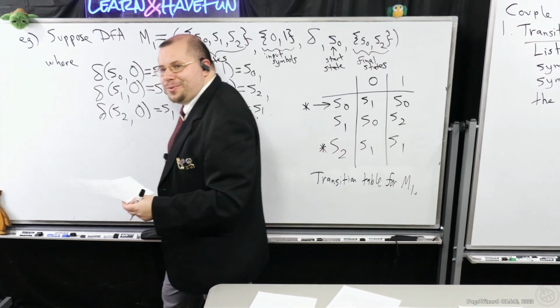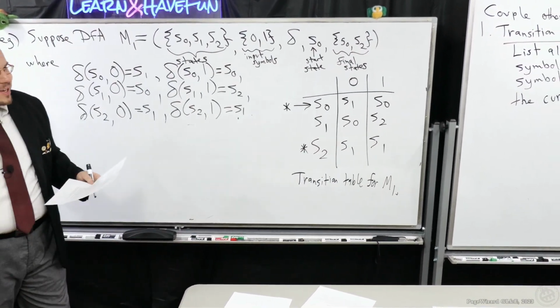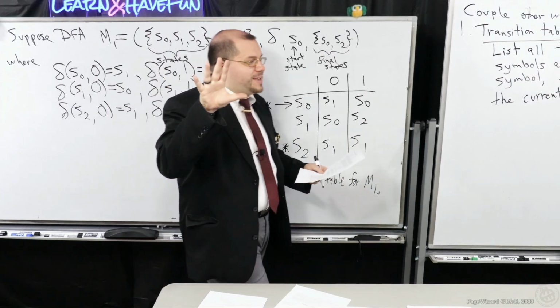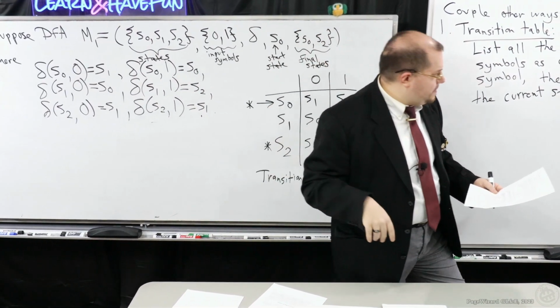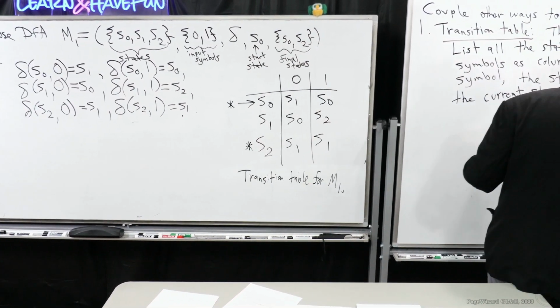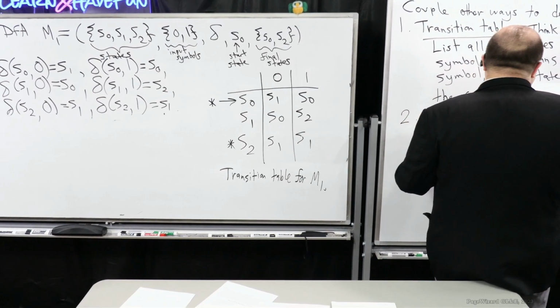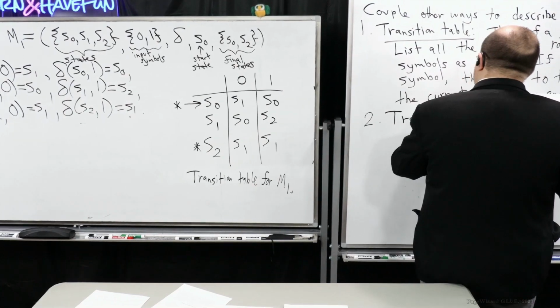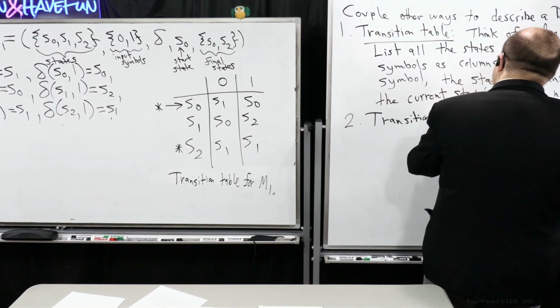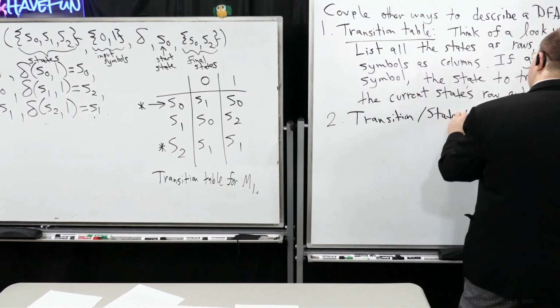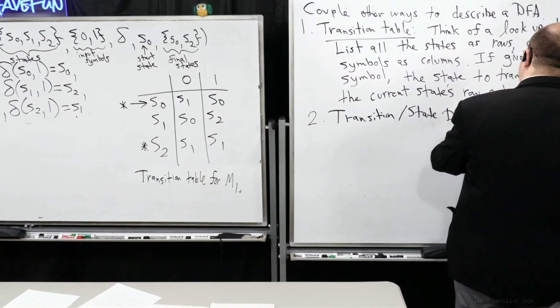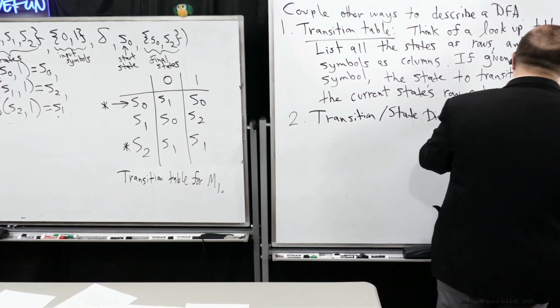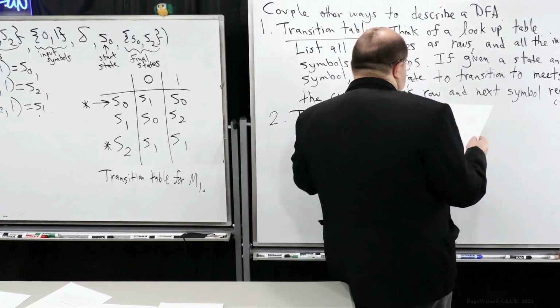Let's talk about the other very common way of representing these. And it will remind you a lot of the example I did with the toggle machine. So I had the machine that just toggled. The second one is a transition or state diagram. This will remind you a lot of what we just did when we first started talking about DFAs.